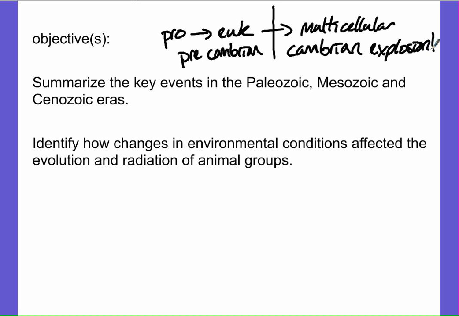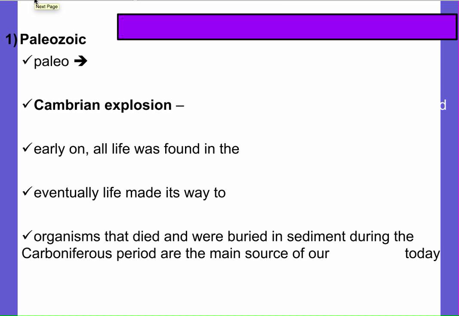Now we're going to talk about after that Cambrian explosion, and we're going to summarize those key events in the Paleozoic, Mesozoic, and Cenozoic eras. But the other objective is also to identify how changes in the environmental conditions would have affected the evolution and radiation of animal groups. So we're going to go ahead and start here with Paleozoic.